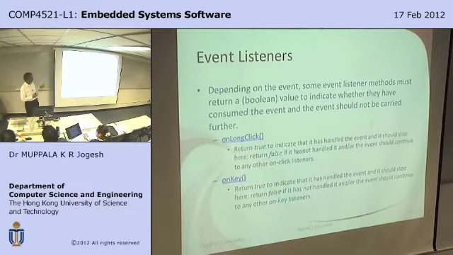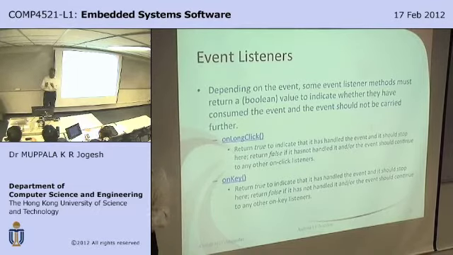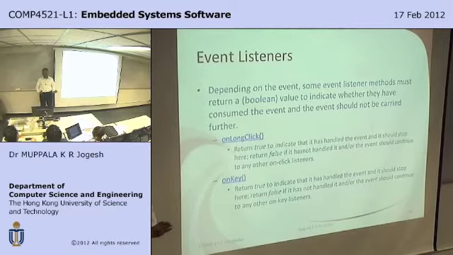I believe it returns false by default. We need to check the documentation. I think it returns false. So that's why at the end you always put a return true to indicate that you have consumed the event. But there may be situations where you want to let it move on to the next one, that is, you want the system to call the OnClick also after that, because there may be something that the OnClick needs to do.